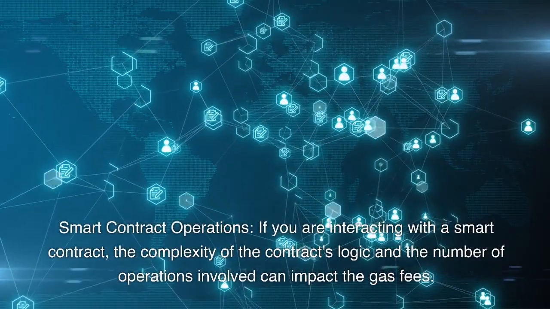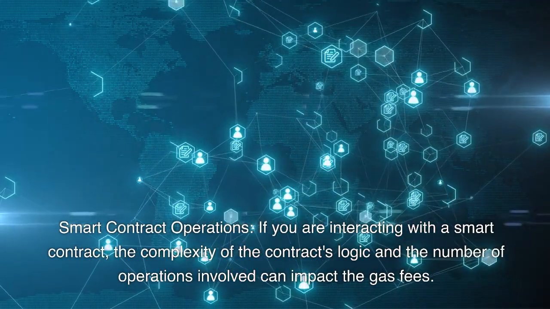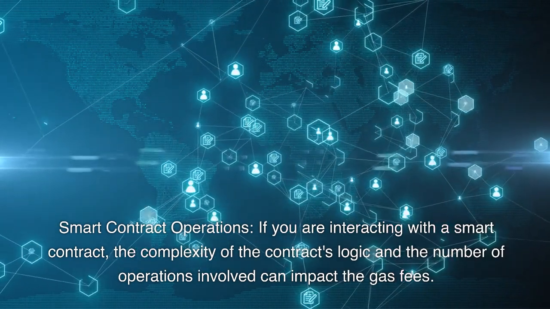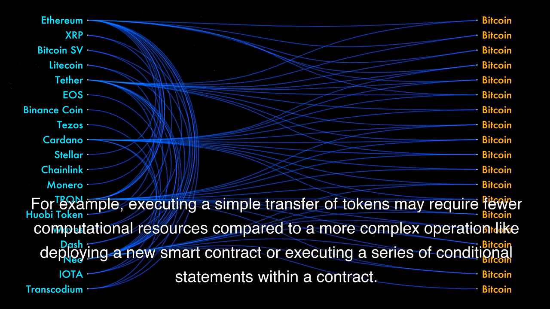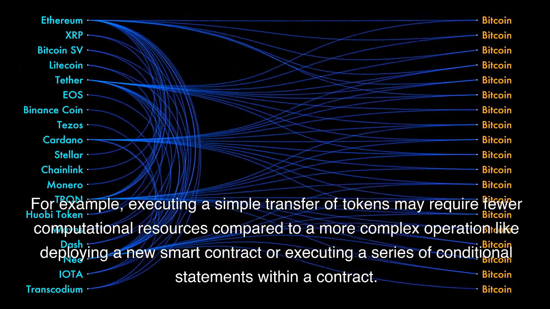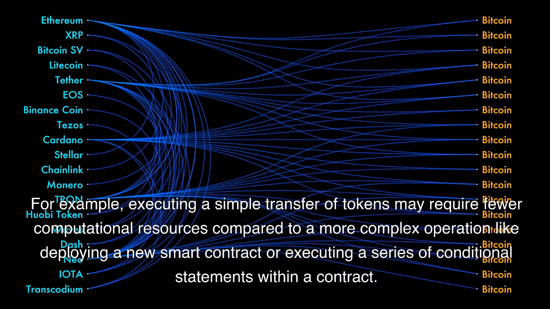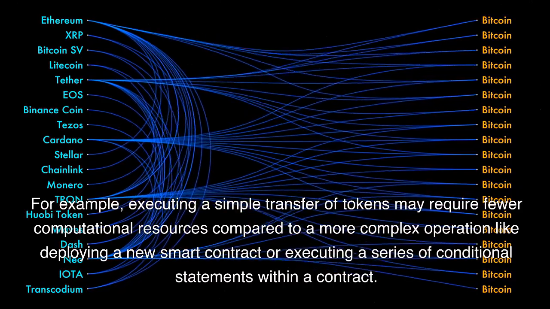Smart contract operations. If you are interacting with a smart contract, the complexity of the contract's logic and the number of operations involved can impact the gas fees. For example, executing a simple transfer of tokens may require fewer computational resources compared to a more complex operation like deploying a new smart contract or executing a series of conditional statements within a contract.